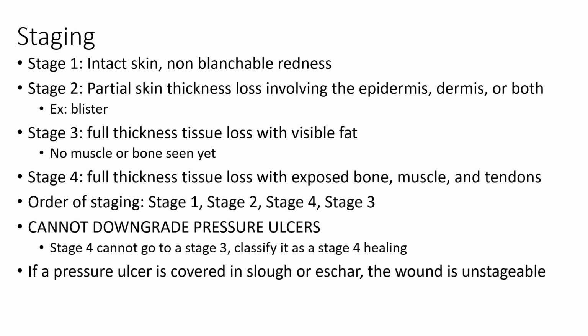Staging. Stage 1 is intact but non-blanchable redness. Stage 2 is partial skin thickness loss involving the epidermis, dermis, or both, like a blister. Stage 3 is full thickness tissue loss with visible fat. Okay, this can look like, it's kind of like when you peel back an orange and you get that white stuff that sits there. It's kind of what it looks like. Stage 4 is full thickness tissue loss, and that's when you splay the orange open. So you're getting into the meat of the orange, and that's kind of what you're looking at, the exposed bone, muscle, and tendons.